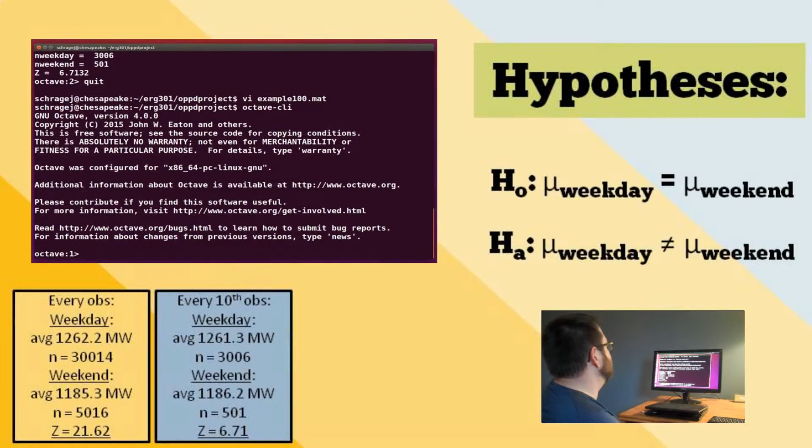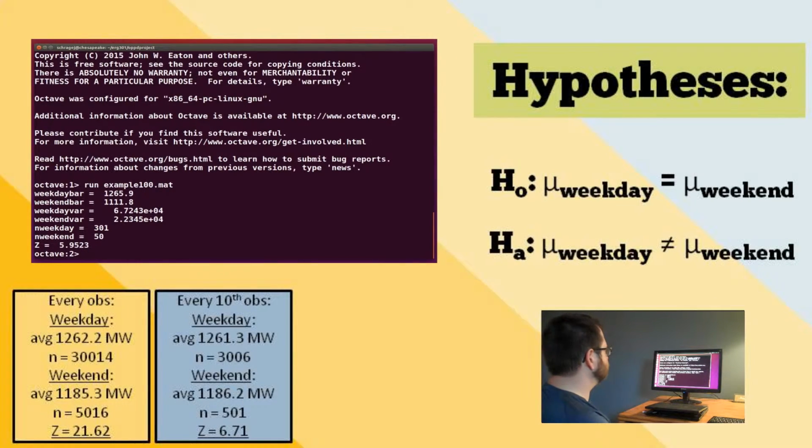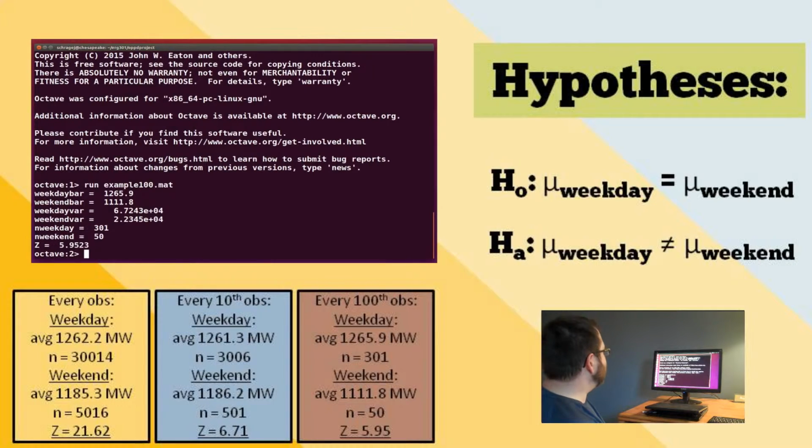So if I go back in here and launch the Octave interpreter, and run this new version of the program, called example100.mat, we get, again, a slightly different average for the weekday and a slightly different average for the weekend, and we get smaller sample sizes. Now we only have about 300 observations in the weekdays and about 50 observations on the weekend, and we do have a smaller value of z.